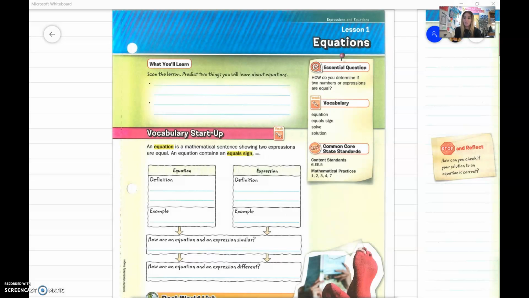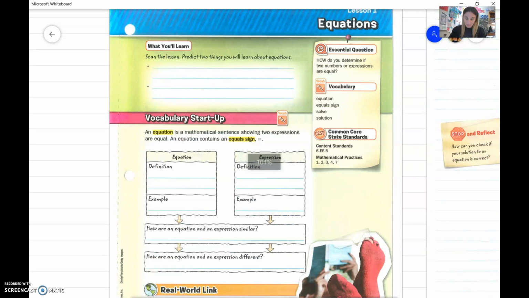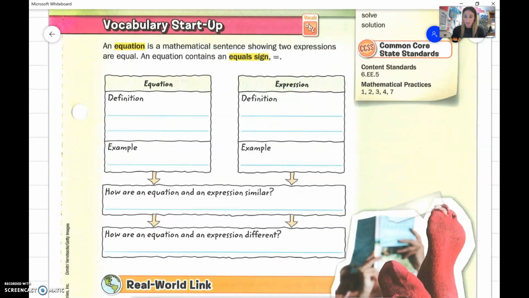And make sure you have a pencil, and make sure you are doing exactly what I'm doing on my paper, you are going to be doing on yours. Okay, so we are actually going to start with taking a look at the definition of this page right here. So let's take a look at what it says right up above. It says, an equation is a mathematical sentence showing two expressions that are equal. An equation contains an equal sign. So what is that definition? Exactly what it says here. Copy it down here. Okay?